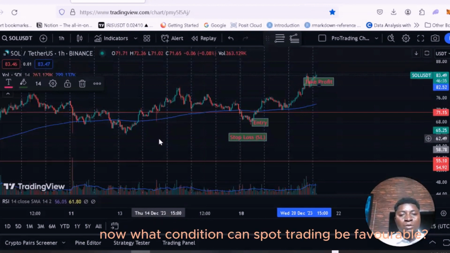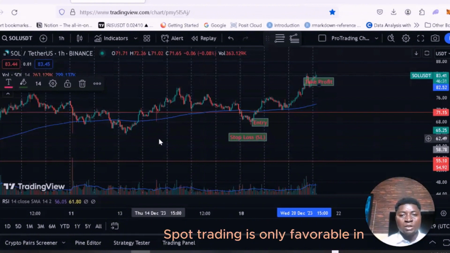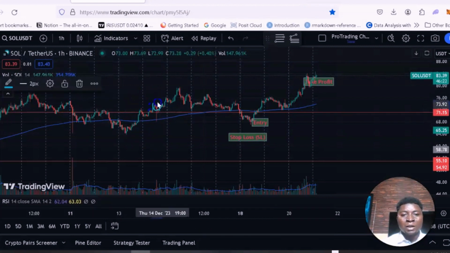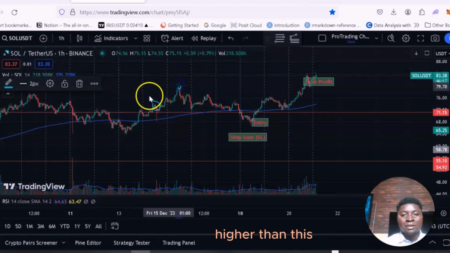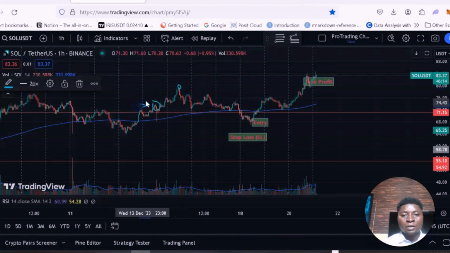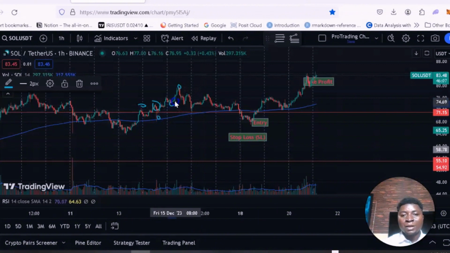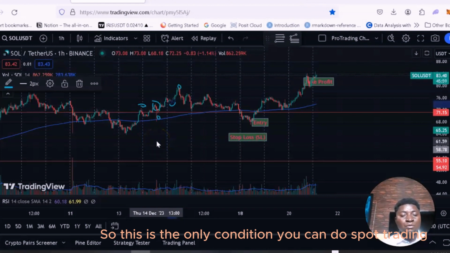Now, in what condition can spot trading be favorable? Spot trading is only favorable in an uptrend market. That means a market that is making higher highs. Looking at this, you can see that this is higher than this, this higher than this, this higher than this. This is what we call a higher high and a higher low. So this is the only condition in which you can trade spot.